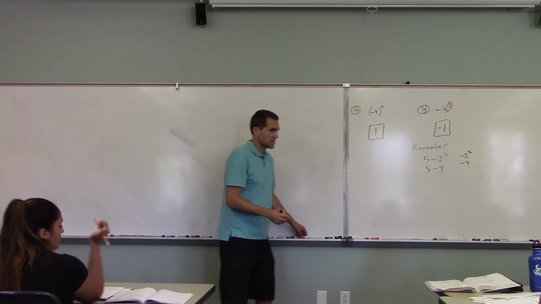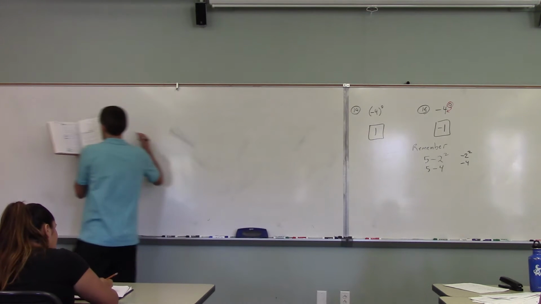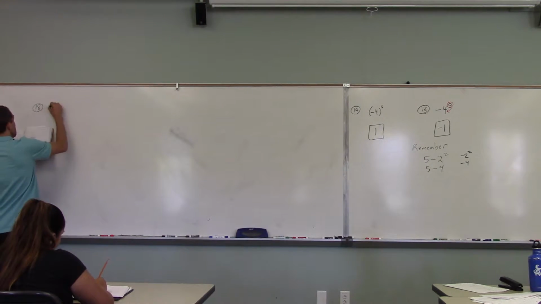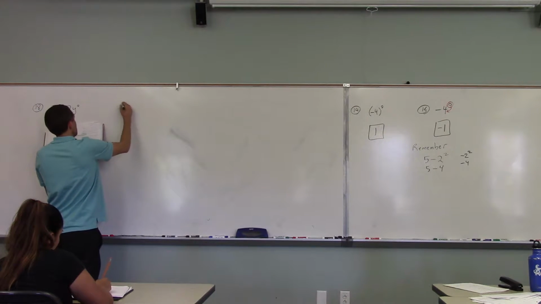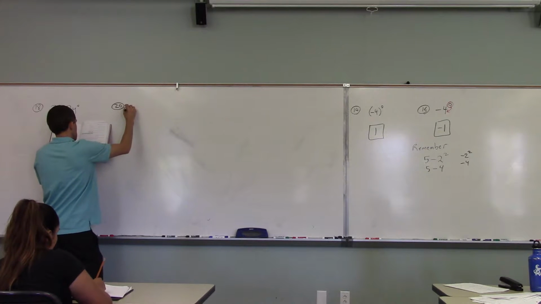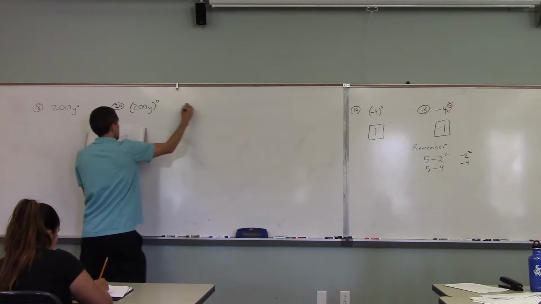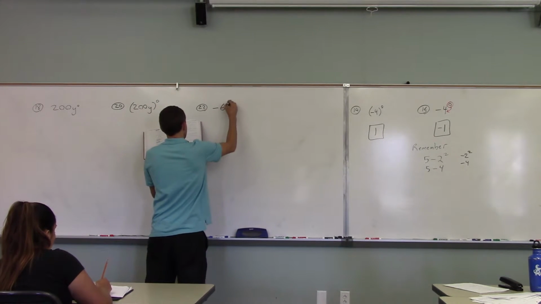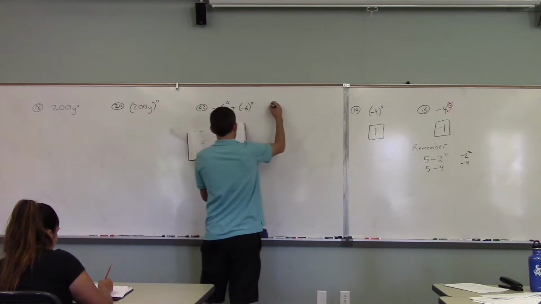Those were the basics. It doesn't get too much crazier than that for these problems. All right, so let's look at 18, which is 200y to the 0. 20 is 200y in parentheses to the 0. 22 is negative 6 to the 0 plus, in parentheses, negative 6 to the 0.